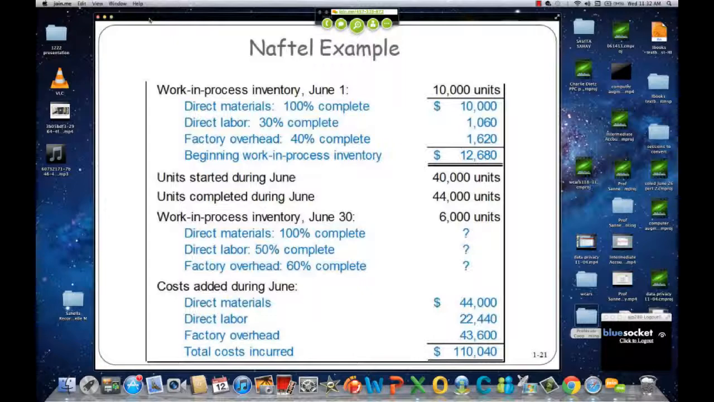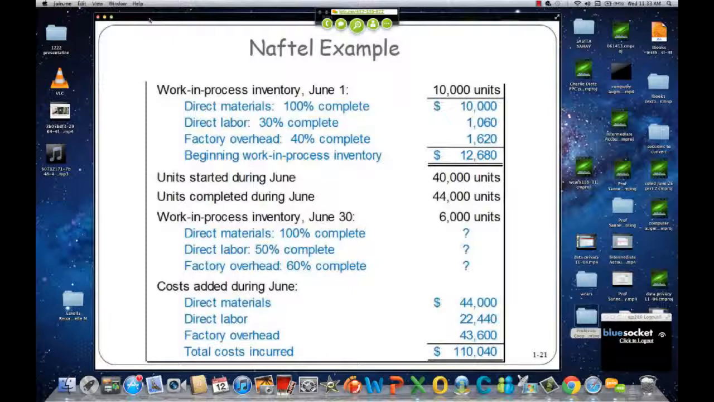Those 6,000 units that are still out there, the direct materials are 100% complete because that goes in at the beginning of each process. So we've completed direct materials for those units. Labor is 50% complete and overhead is 60% complete on those units. And information we'll use later are the costs that were incurred during the month of June.